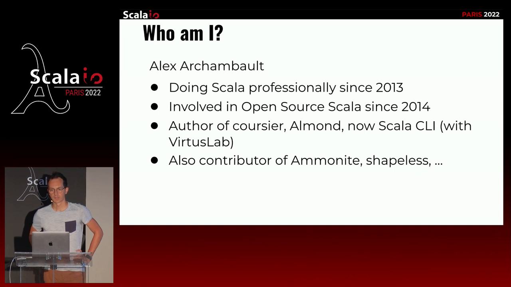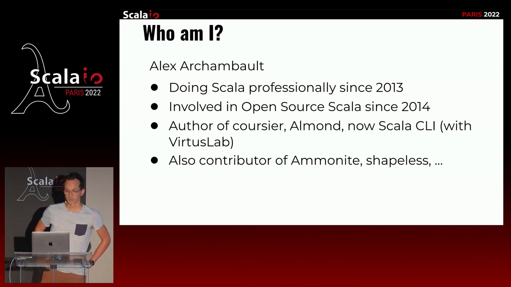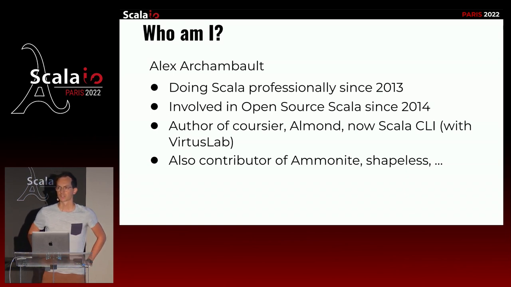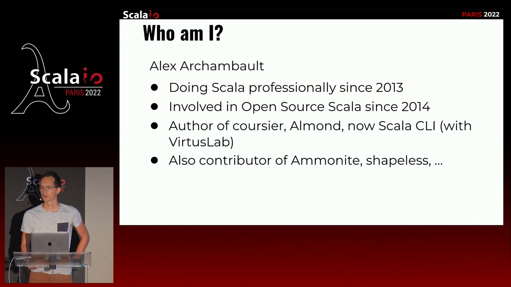So if you don't know me, I'm Alex Archambault, or Alexandre Archambault. I've been doing Scala since 2013, and I've been involved in open source Scala since 2014. In 2015, I started a project called Coursier, which became the main dependency manager of Scala. And I'm also the author of a few other tools, such as Almond, which is a Scala kernel for Jupyter. And more recently, I'm the original author of Scala CLI, which I started from Virtus Lab. And I also have a few contributions in other Scala projects, such as Ammonite or Shapeless, and also Metals and many smaller contributions in other Scala projects. And before that, I even did a bit of Python. And so in this talk, I'm going to try to connect both things.